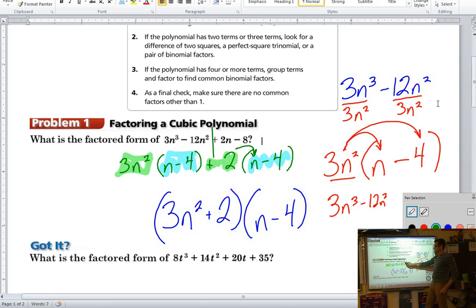Well, 2 times n would give me 2n. 2 times negative 4 gives me negative 8. Any other questions about that one?